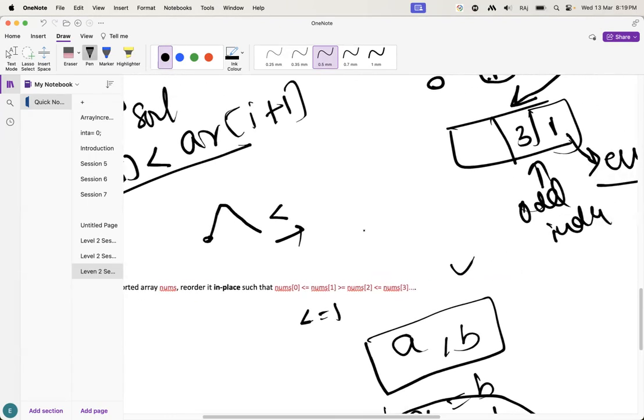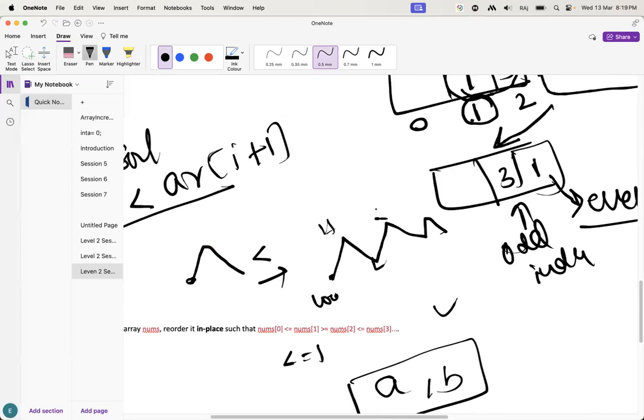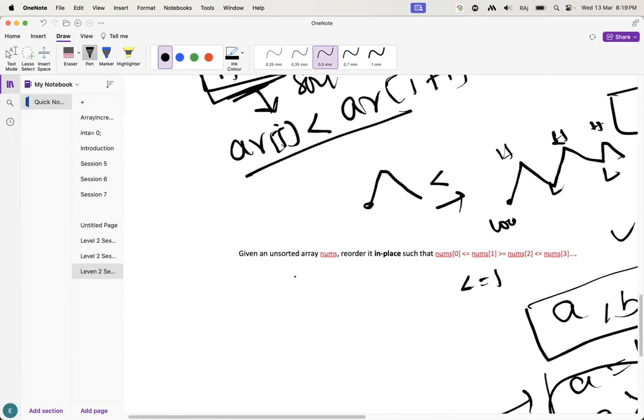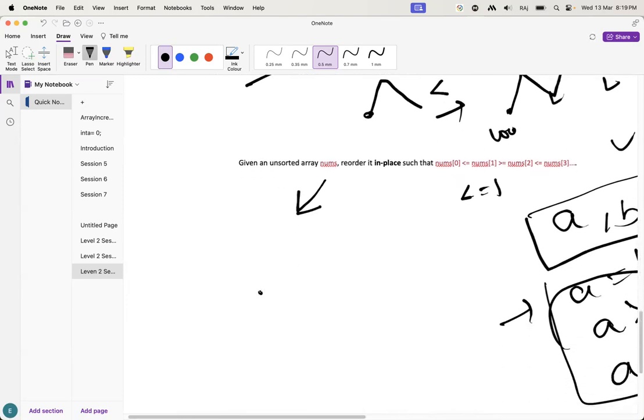The output of the first problem will be like this: low, high, low, high, low and high. But what is the output of this program? It may be low, and this one will always be low.